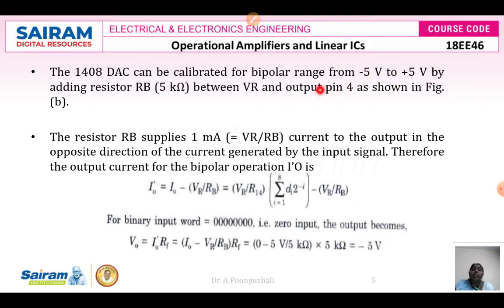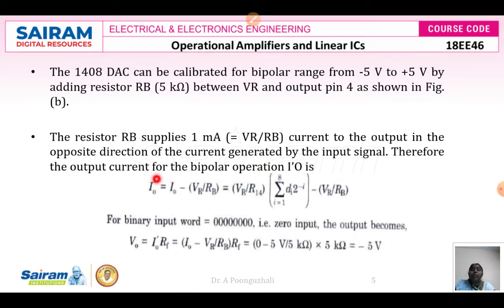So how it can accept data is by adding a resistance RB between the output of your DAC and your V reference voltage there. So the resistance RB is going to supply a current of 1 milliamps. So here in this case VR, we know the reference voltage is going to be 5 volts and RB is going to be 5 kilo ohms. That means the reference current is going to be 1 milliamps, and this current is going to flow in the opposite direction of the current which is going to be generated by the input signal there.